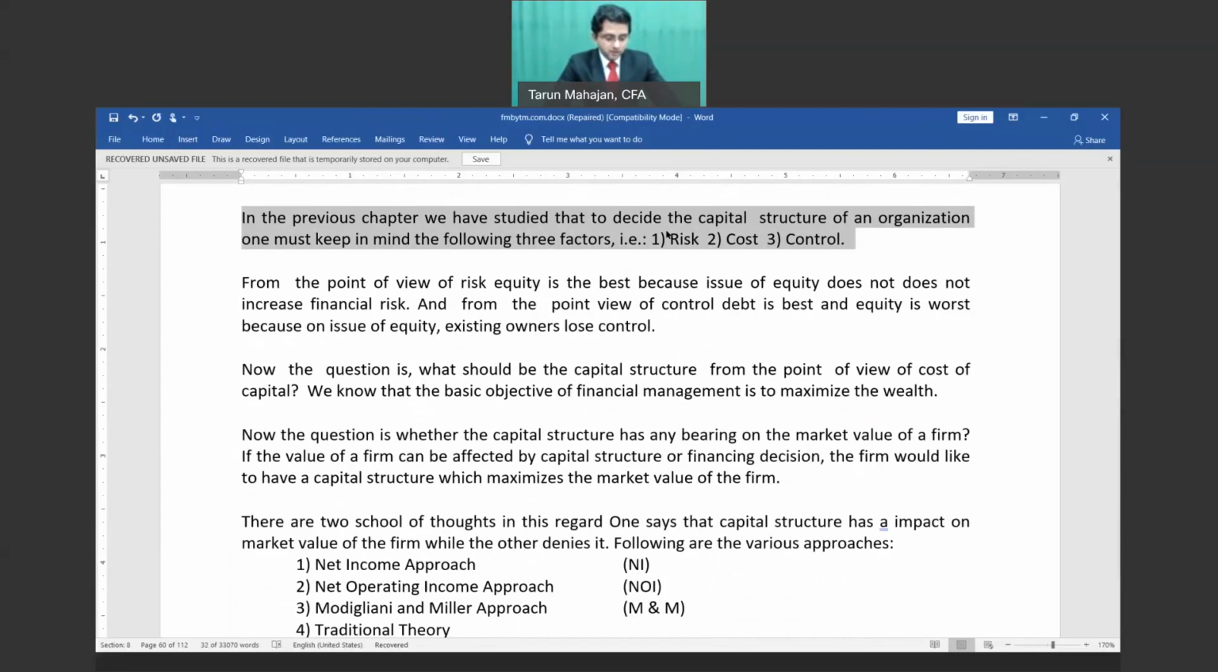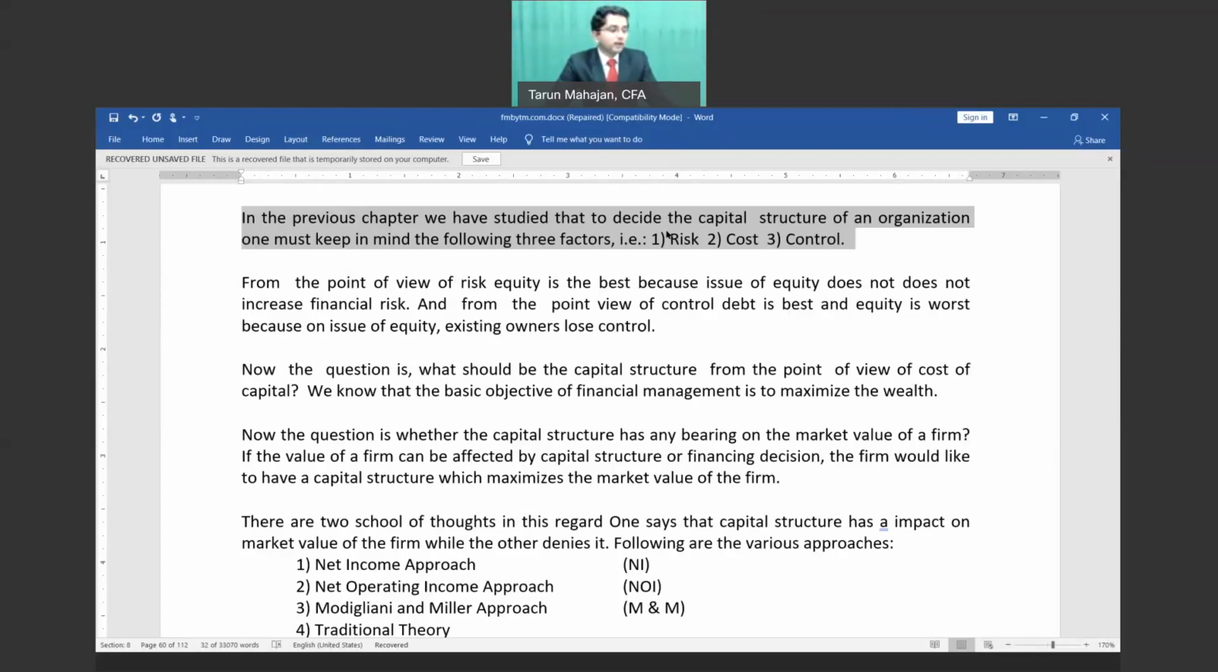If you borrow more, risk will rise. But if you issue more equity shares rather than borrowing, then control will be lost. And the third thing is cost of capital. You should design your capital structure in such a manner that it reduces your overall cost of capital.